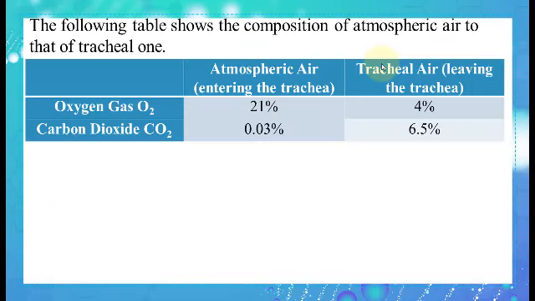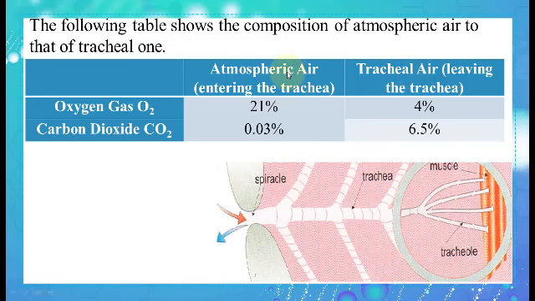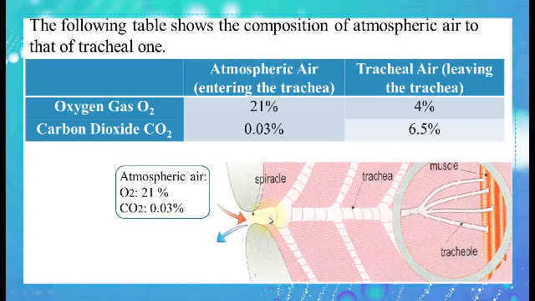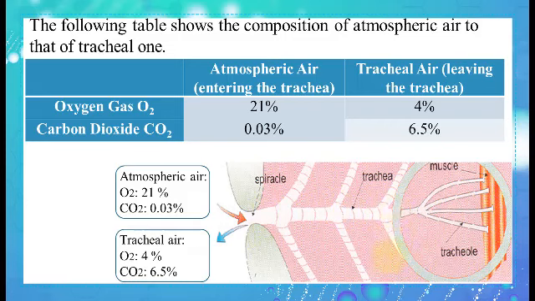The following table shows the composition of the atmospheric air compared to that of the tracheal one. What do we mean by the atmospheric air? The atmospheric air is the air that enters the trachea of the insect, while the tracheal air is the air that leaves the trachea of the insect. So how much is the composition of the oxygen gas in the atmospheric air? It is 21%. How much does it become in the tracheal air? It becomes 4%.